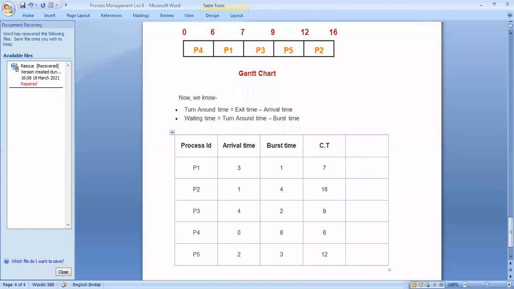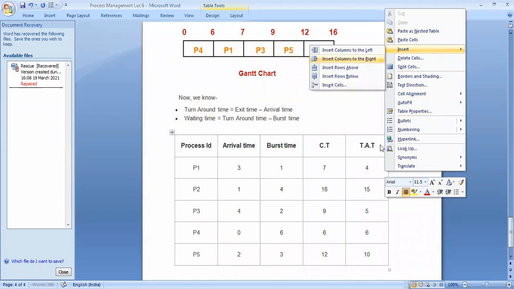Now we'll calculate turnaround time. Turnaround time is completion time minus arrival time. Very good. 4. Next, 15, then 5, then 6, then 10. Very good.